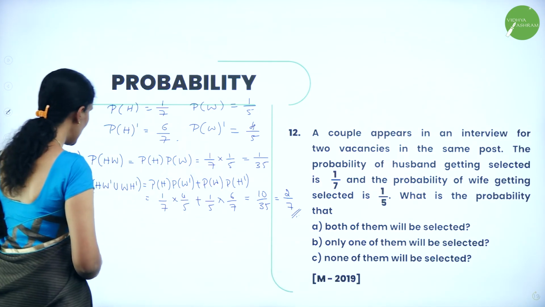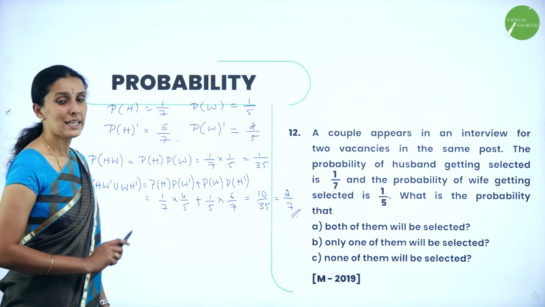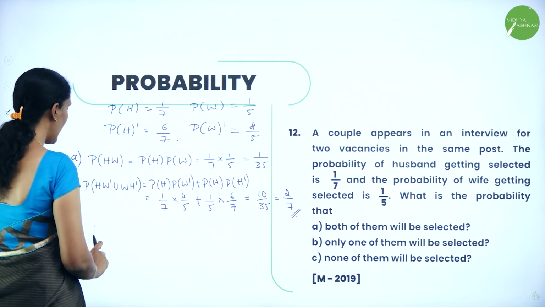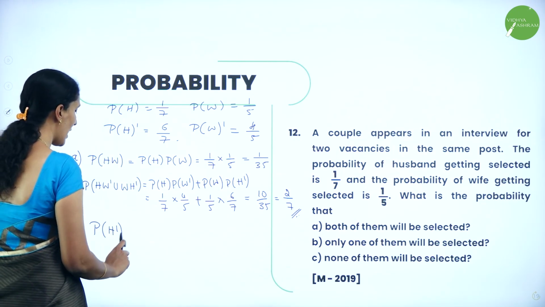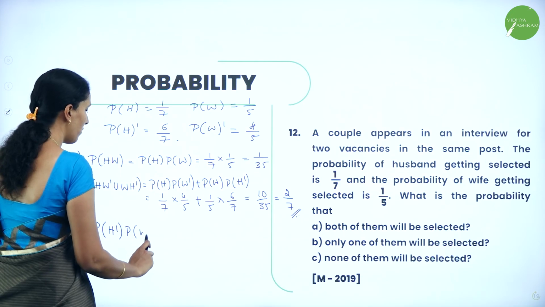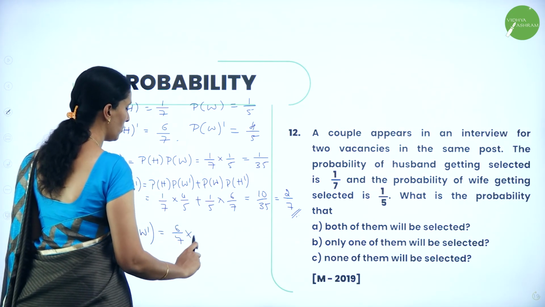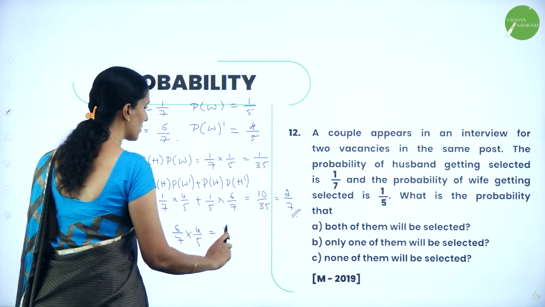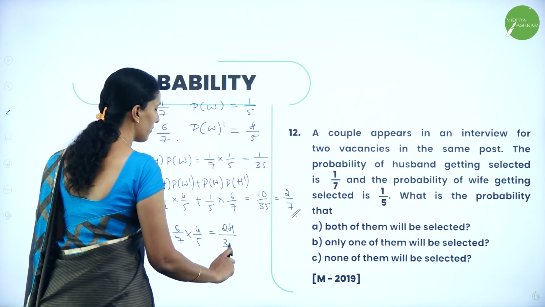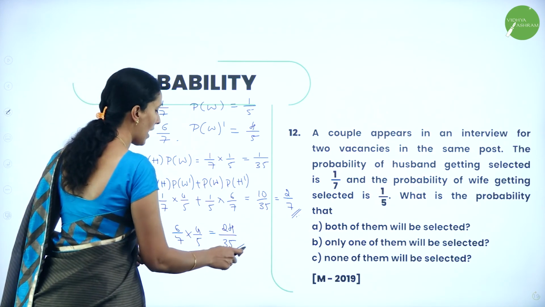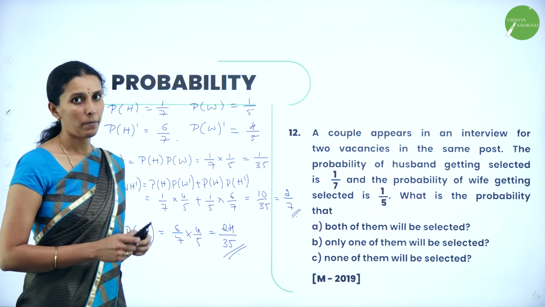The last question is none of them will be selected. So again it is the probability of H dash and the probability of W dash. That is 6/7 into 4/5, which is 24/35. So this is the value of the given probabilities.